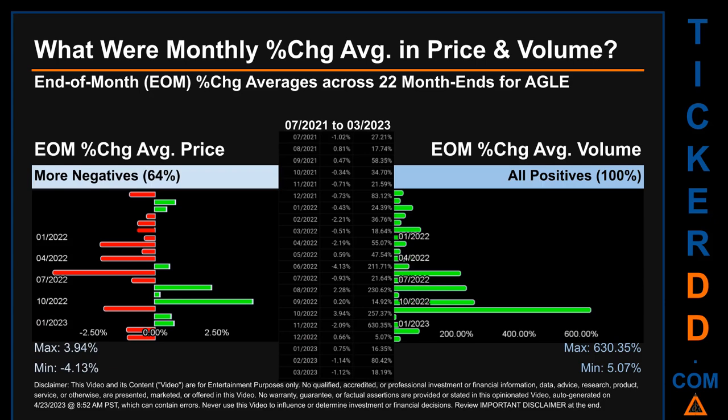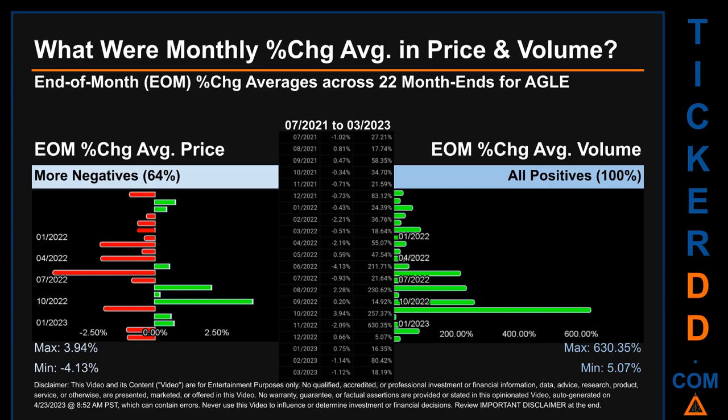From 07/2021 to 03/2023, out of 22 month ends, 14 had a negative percentage change in average price, meaning 64% of month ends saw a negative percentage change in average price. In terms of volume, 22 out of 22 month ends had a positive percentage change. That is 100% of month ends saw a positive percentage change in average volume.